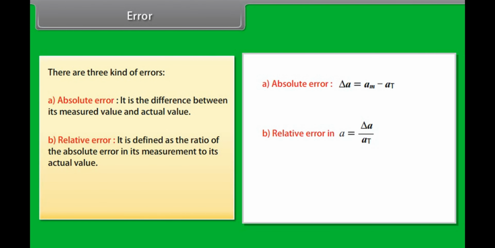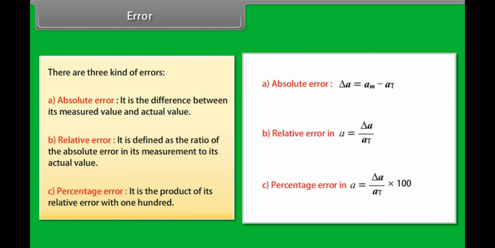It is defined as the ratio of the absolute error in its measurement to its actual value. Number 3. Percentage error. It is the product of its relative error with 100.